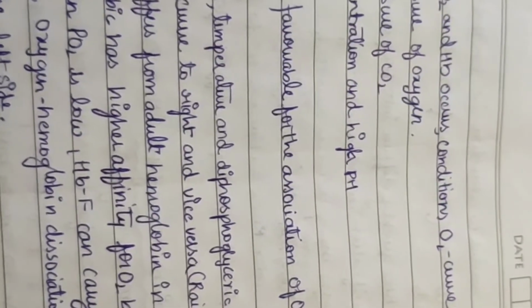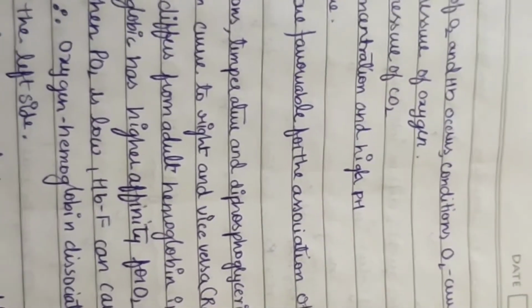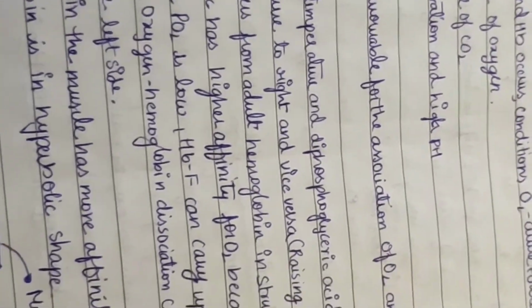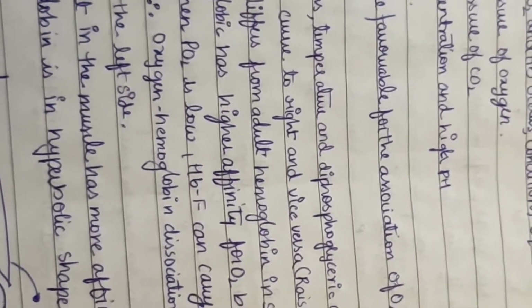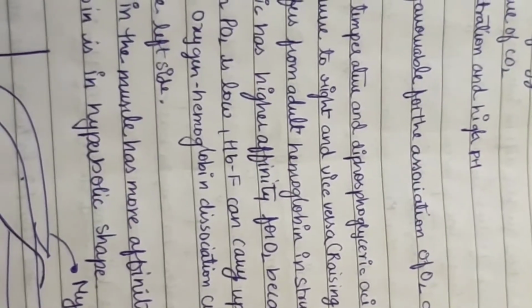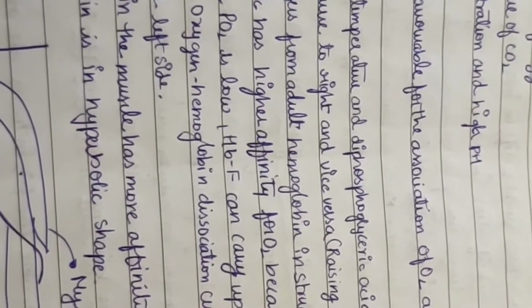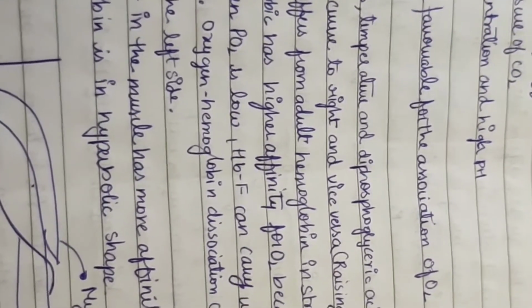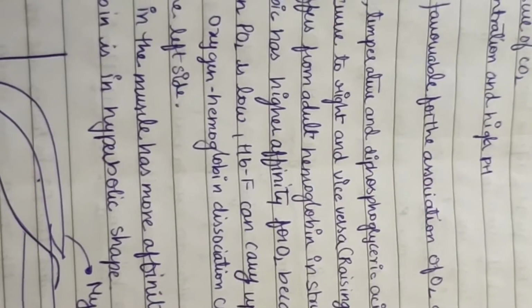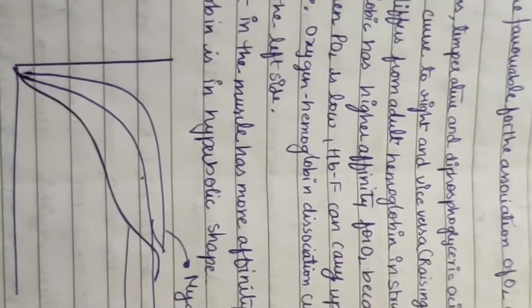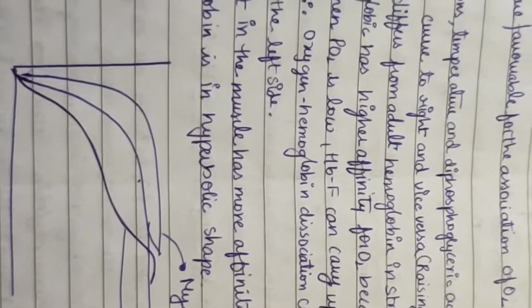Fetal hemoglobin differs from adult hemoglobin in structure and its affinity for oxygen is higher. Fetal hemoglobin has higher affinity for oxygen because it binds BPG less strongly. Thus, when PO2 is low, the fetal hemoglobin can carry up to 30% more oxygen than maternal hemoglobin. Therefore, the oxygen hemoglobin dissociation curve for fetal hemoglobin will appear on the left side. Now, myoglobin present in the muscle has more affinity to O2 than hemoglobin, so the curve of myoglobin is hyperbolic in shape.